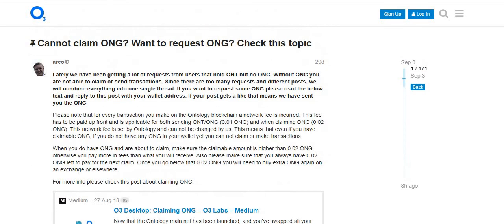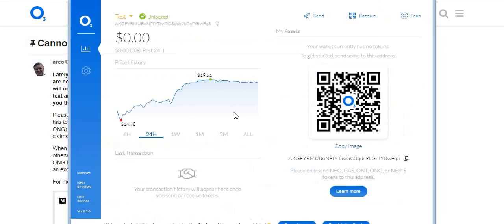So that's pretty much it, guys. If you're going to use the O3 wallet, which I'll bring up again here, to put your ONT in there, here's your address right here, right? So you're going to copy that address, then come over to this thread. You're going to have to create an account on the community platform, which is super easy. But once you create an account, you can reply to this thread, put this address in here, be nice and ask, can I please have some ONG? And they're going to send you 0.02 ONG for free and transfer it directly into your wallet. And then you can start claiming.